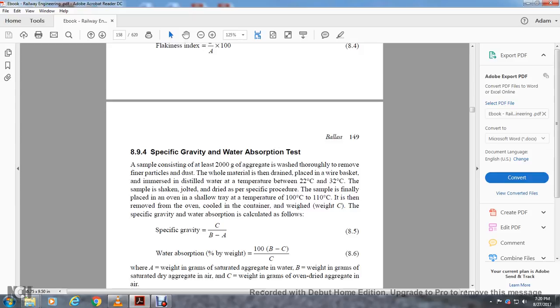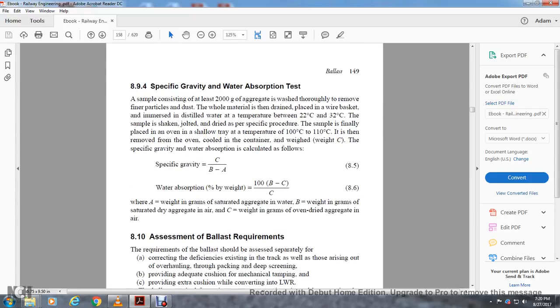A is the weight in grams of the saturated aggregate in water. B is the weight in grams of the saturated surface-dry aggregate in air. C is the weight in grams of the oven-dried aggregate in air.